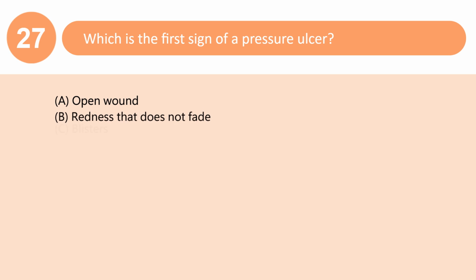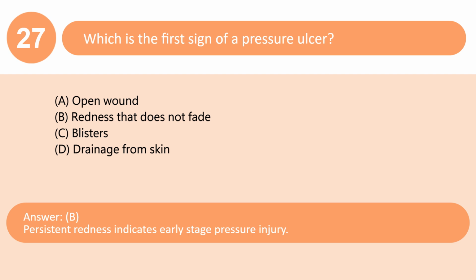Which is the first sign of a pressure ulcer? A. Open wound. B. Redness that does not fade. C. Blisters. D. Drainage from skin. Answer: B. Persistent redness indicates early-stage pressure injury.